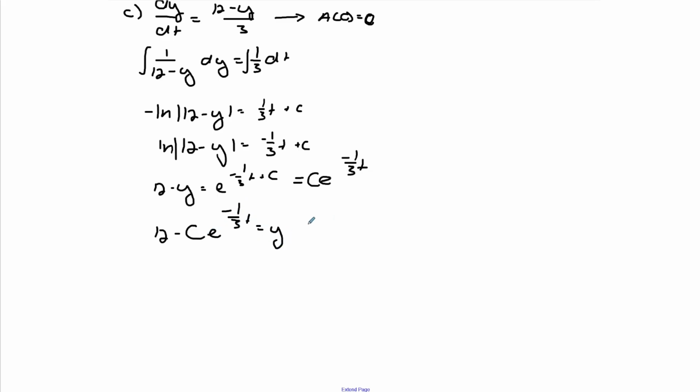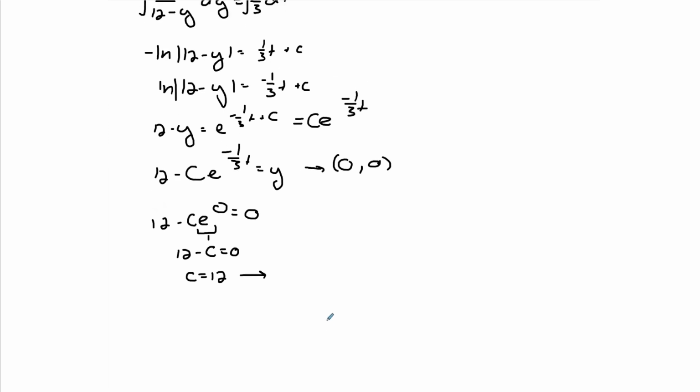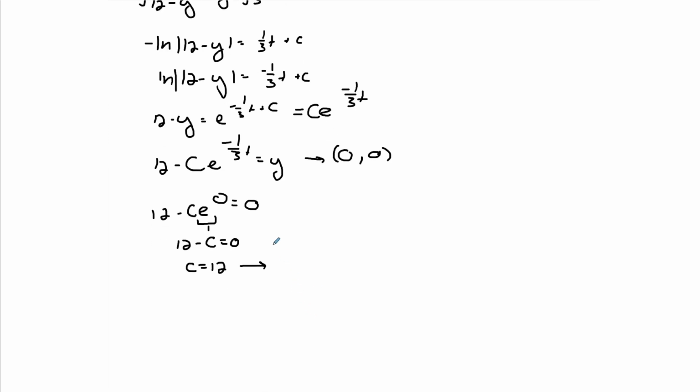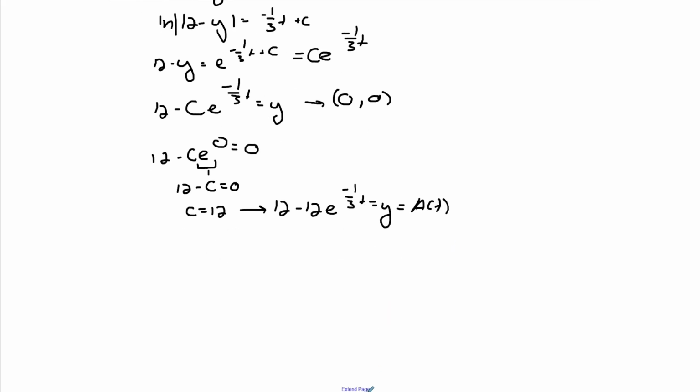So then how do we find c? Well, we're going to plug in the point (0, 0). So we're going to say 12 minus c e to the negative 1/3 times t, which would just be 0, equals 0. So 12 minus c equals 0 because e to the 0 is just 1. So c would equal 12. So our answer then would be that 12 minus 12 e to the negative 1/3 t equals y. And we could also write that that equals A of t, either one. Okay, so let's continue on to part D.